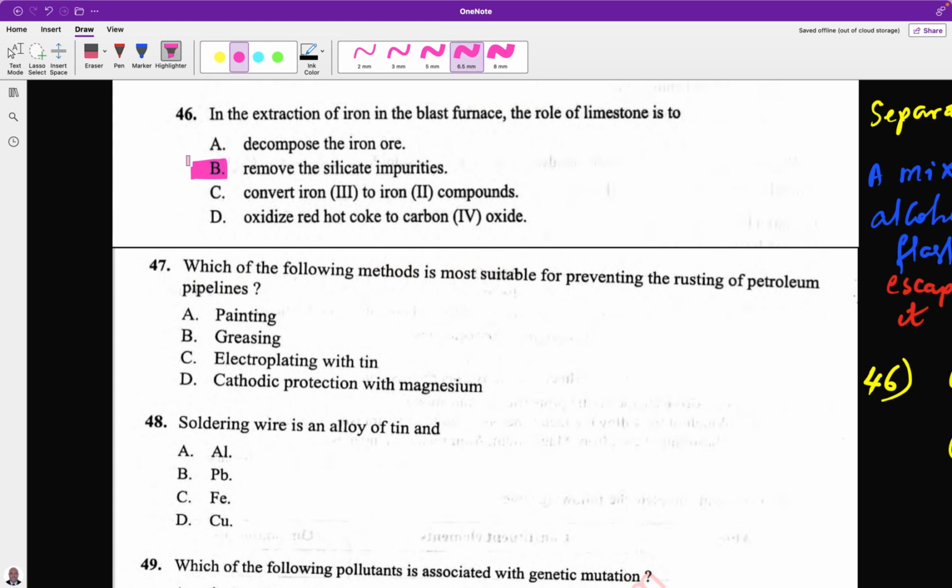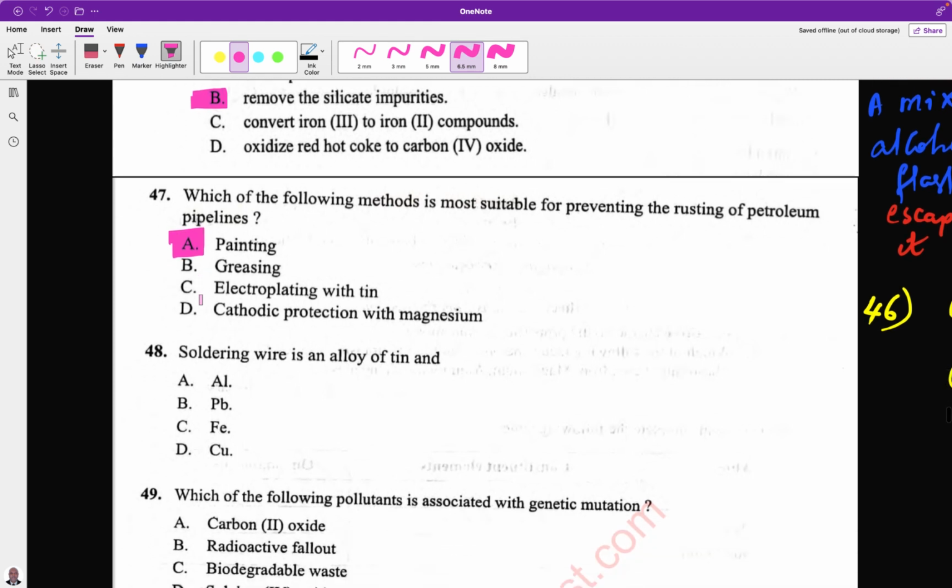We need to paint the pipelines with a coating, a paint that will give a coating that cannot react with water or with oxygen, leading to rusting. So with painting, I don't need to go to greasing, electroplating, cathodic protection, and magnesium. The only thing is by painting it. So for 47, painting is our right answer, which is A.